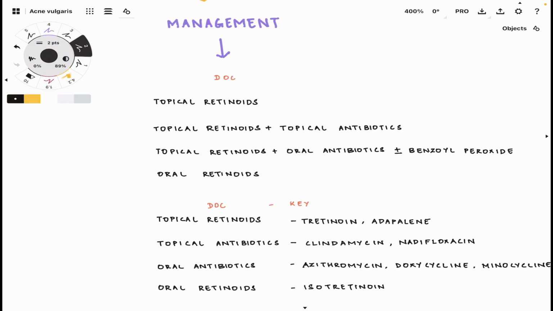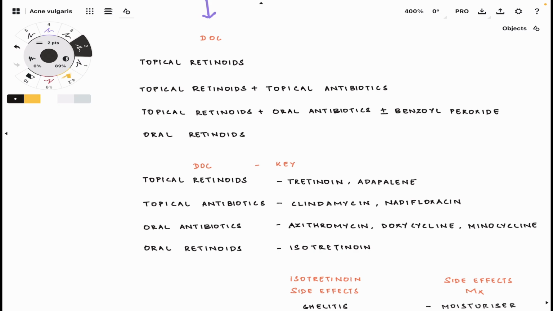Now let's see what are all the drugs in each of these classes. In topical retinoids, we have tretinoin and adapalene. In topical antibiotics, we have clindamycin and nadifloxacin. In oral antibiotics, we have azithromycin, doxycycline, and minocycline. In oral retinoids, we have isotretinoin.